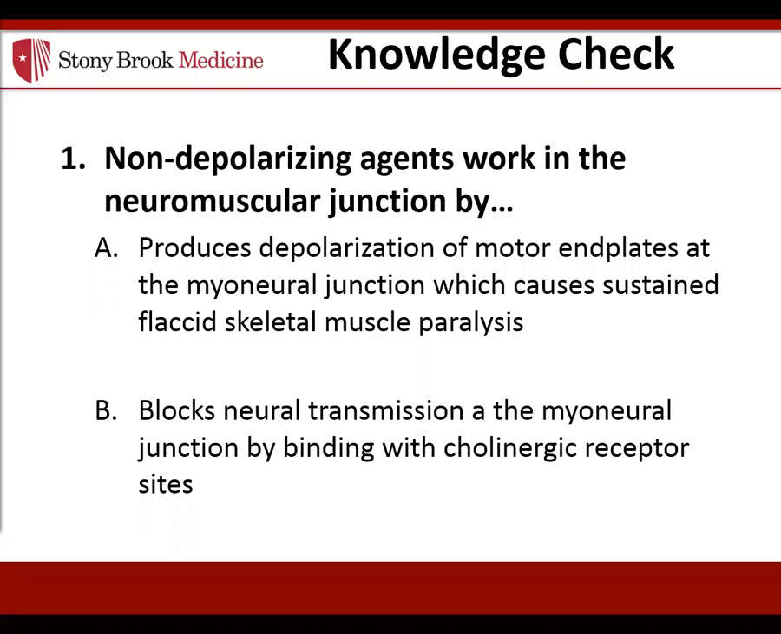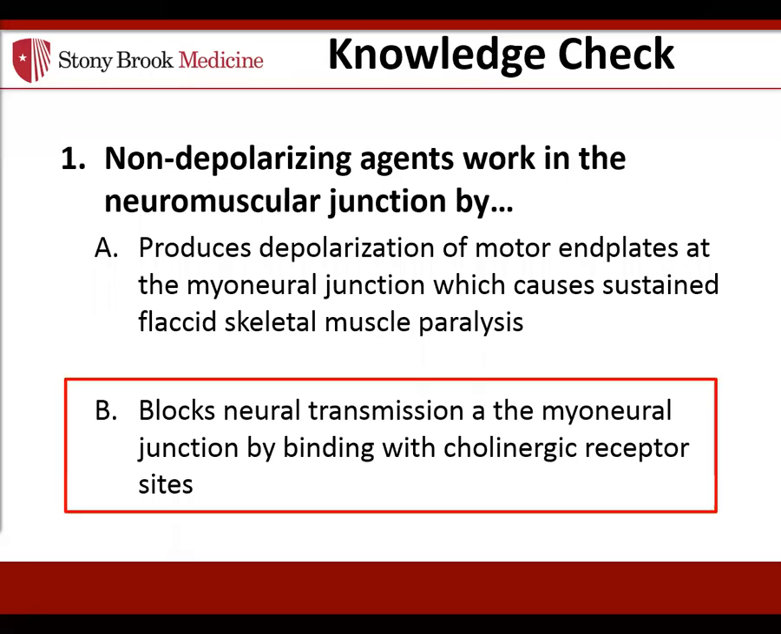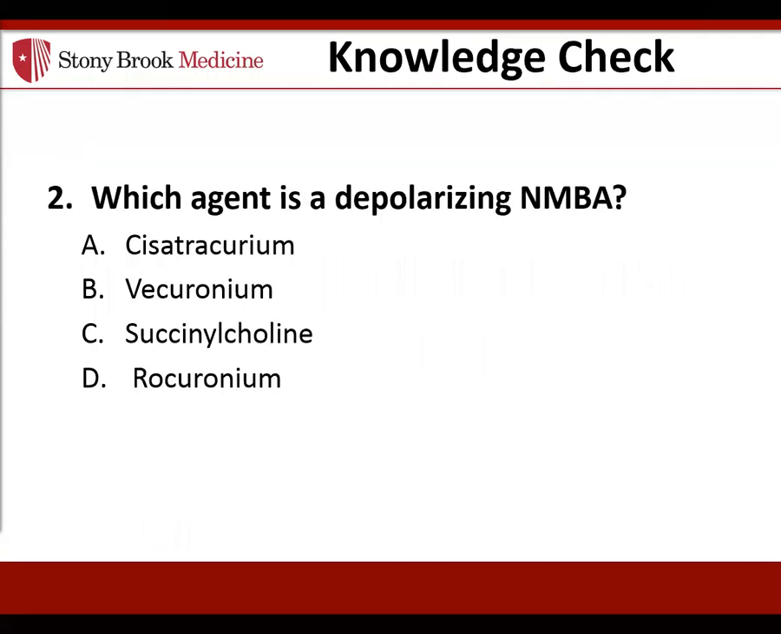Perfect. Thank you, Caitlin and Verona. The correct answer is B. They work as competitive antagonists at the receptor to cause paralysis. Which agent is a depolarizing neuromuscular blocking agent? Yep, it is C. Thank you, Tina.